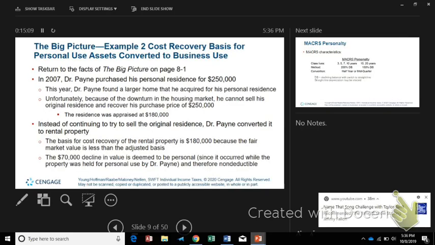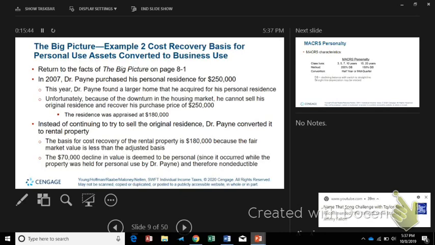All right, so Dr. Payne, in this instance, had his personal residence, which was $250,000. He found a larger home that he acquired for his personal residence, but because of the downturn in the market, he cannot sell his home and recover his purchase price. His house was appraised at $180,000. So instead of continuing to sell it, he decides to convert it to a rental property. That rental property's basis is going to be $180,000. And that $70,000 decline, he does not get to do anything with that.